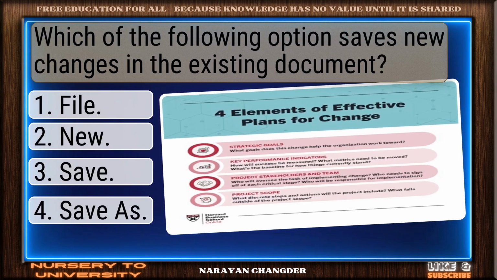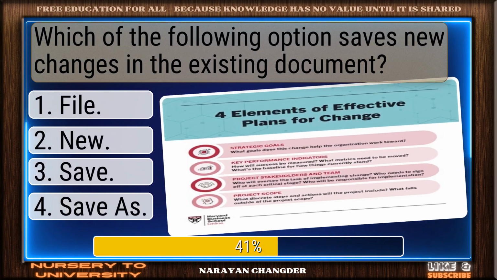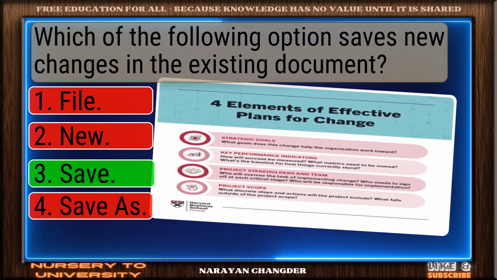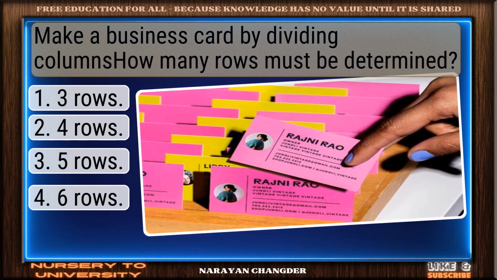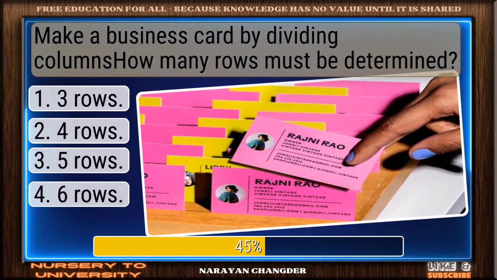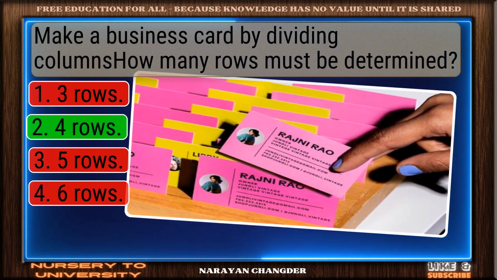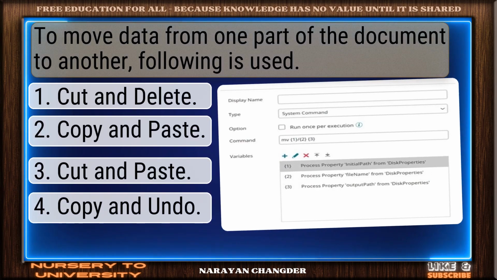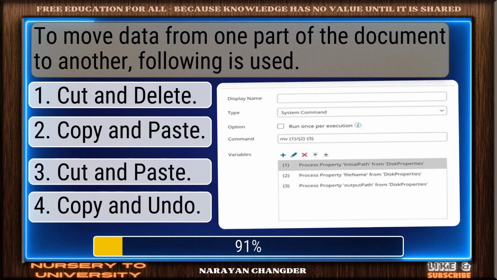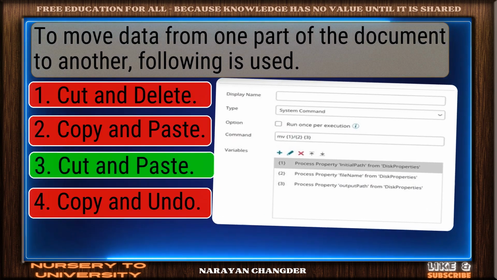Which of the following options saves new changes in the existing document? Solid response. Save is a valid choice. Make a business card by dividing column, how many rows must be determined. You're right. 4 rows is the correct answer. To move data from one part of the document to another, following is used. Well reasoned. Cut and paste is the correct choice.